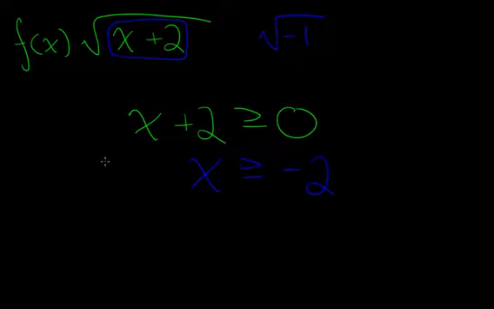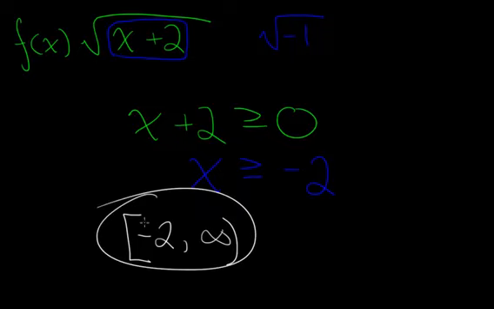So how do we write that in interval notation? Well, you have a bracket from -2 all the way to infinity. Square bracket here because you can have -2 as an answer for x, and then infinity with a curved bracket. So that's the answer to number 1, the domain.